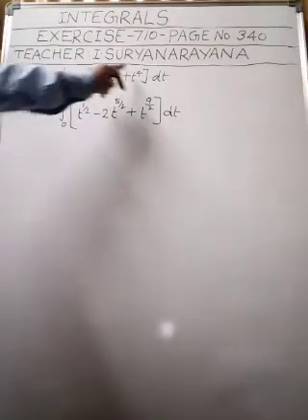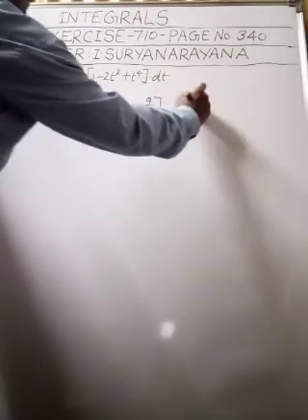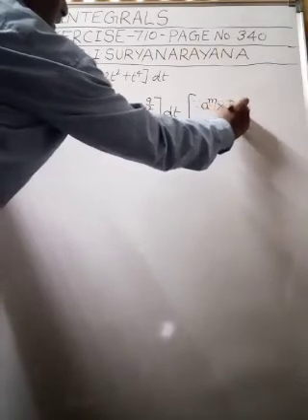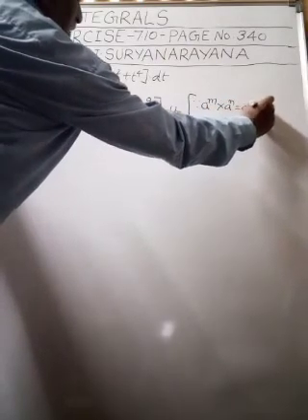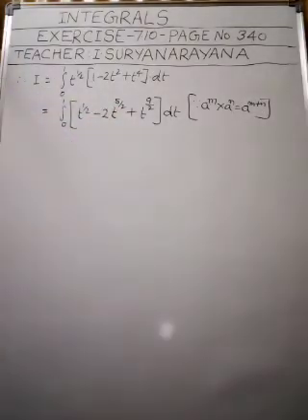We are adding the powers. By using this law of exponents, a power m into a power n is equal to a power m plus n, we wrote these three terms. Okay, my children, understood? Right.